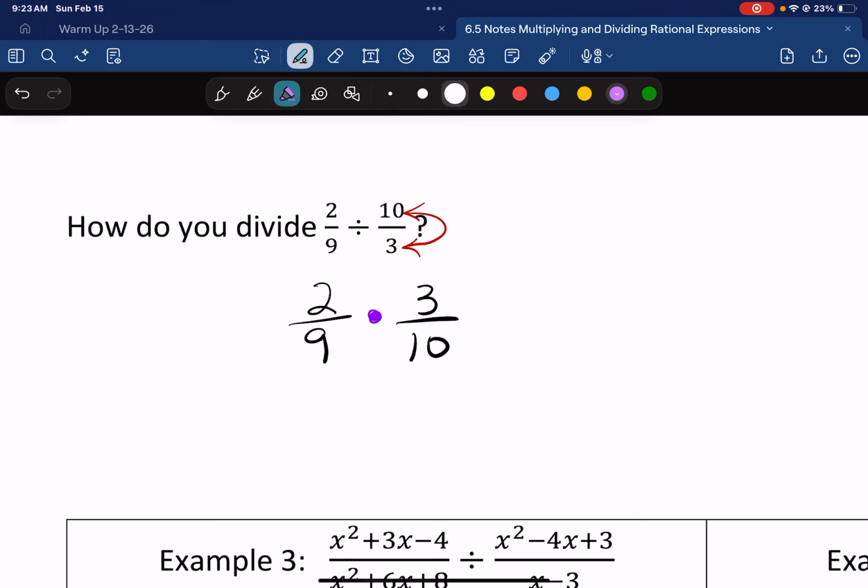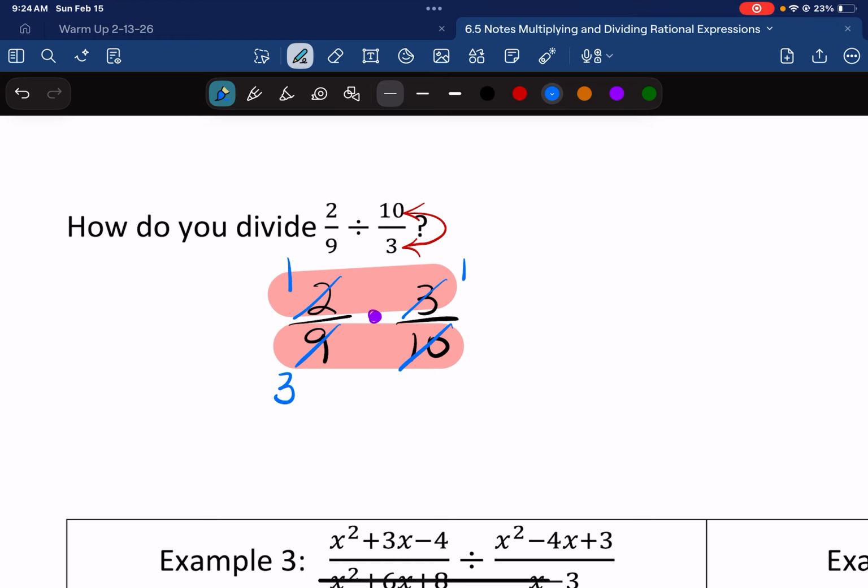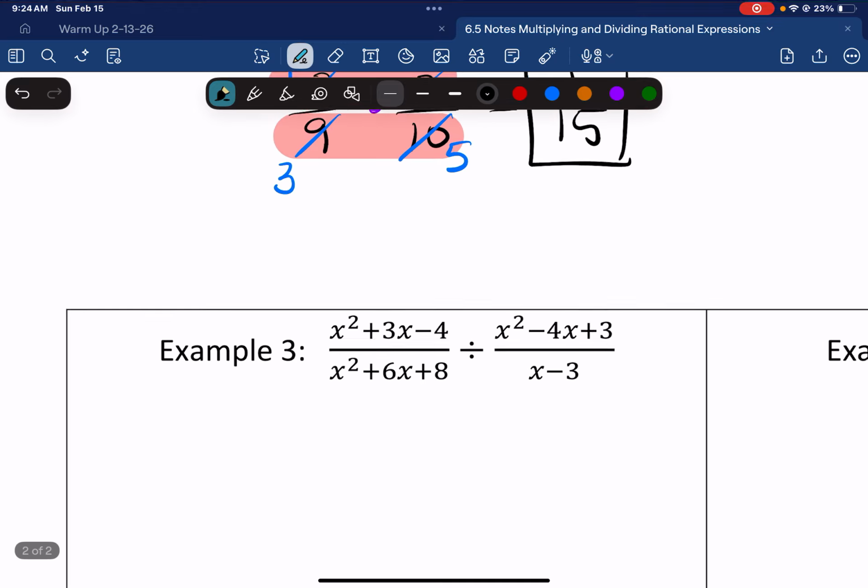Now again, remember, use your numerator as 1 unit and your denominator as 1 unit, right? What can you divide both of those by? Well, 9 and 3 are both divisible by 3. So 3 divided by 3 is 1. 9 divided by 3 is 3. And 2 and 10 are both divisible by the number 2. So now this multiplication problem is a lot simpler. We have 1 in our numerator and 15 in our denominator. So remember, when you're dividing, you just multiply by the reciprocal of your second fraction.